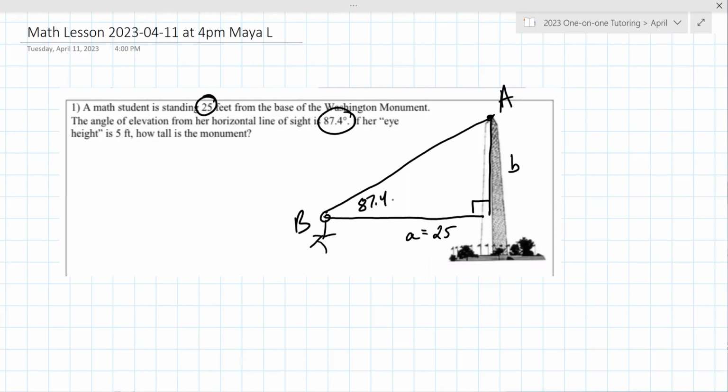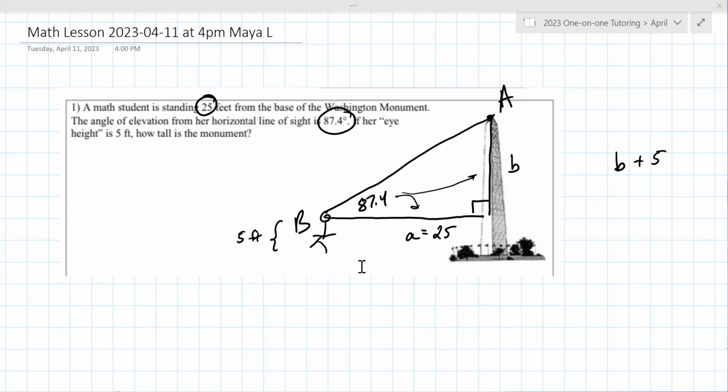Very good. Now when we find B, we have to take B and add 5 to it because she is 5 feet tall here. The triangle we're building isn't quite the entire monument. So we want to find B relative to this angle. What is A and what is B? The options are adjacent, opposite, hypotenuse.